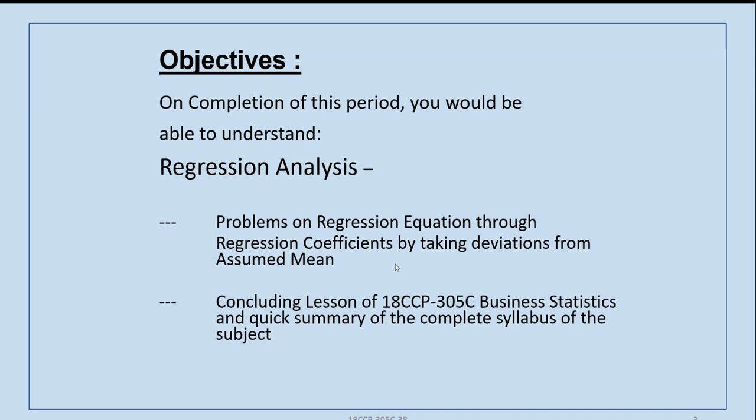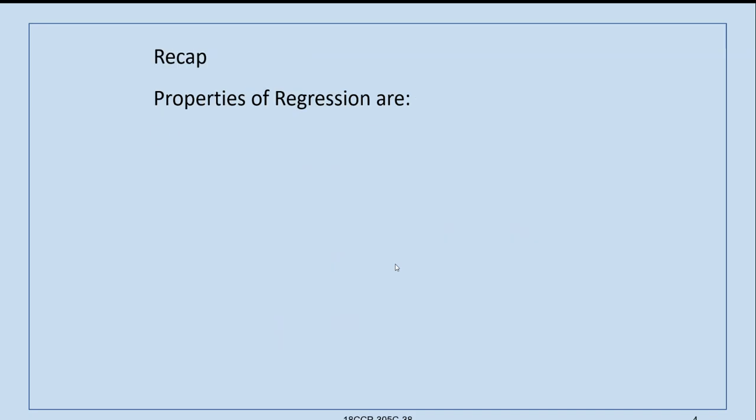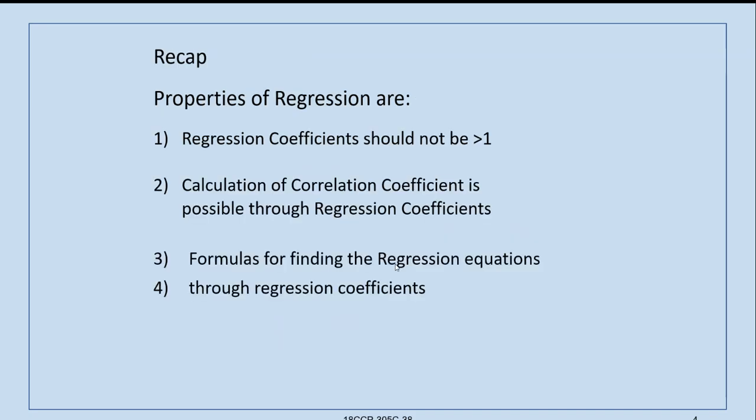Right. In the last lesson, we have seen the properties of regression coefficients. To quickly recap the properties, regression coefficient should not be greater than 1, that is minus 1 and plus 1. That should be less than 1, whether it is negative or positive.